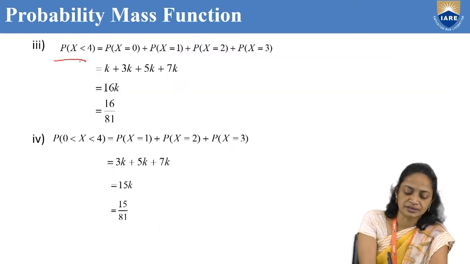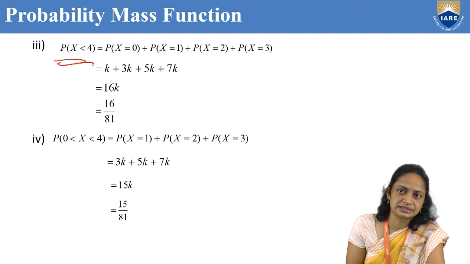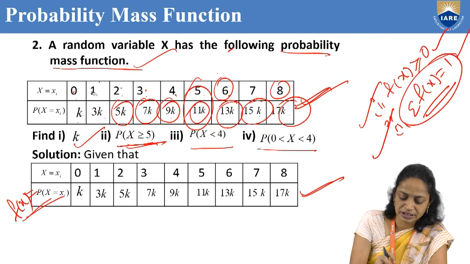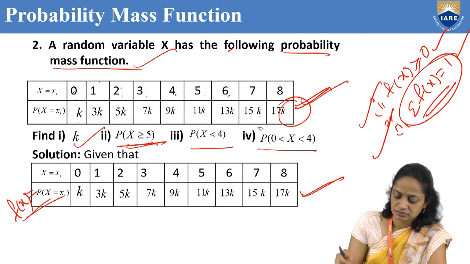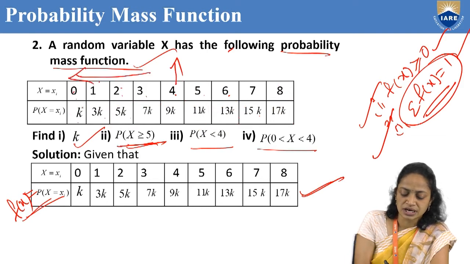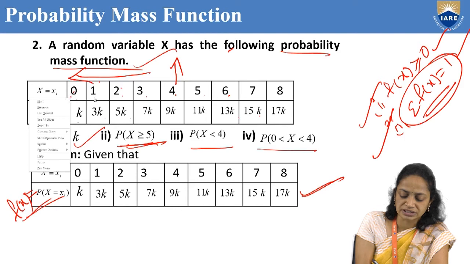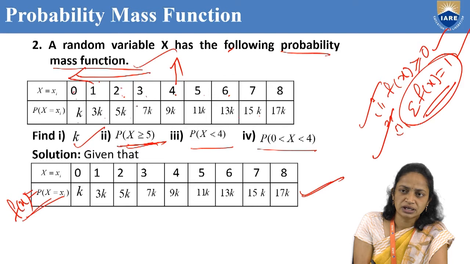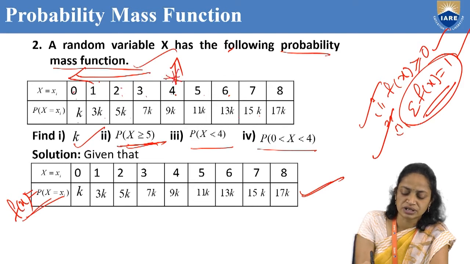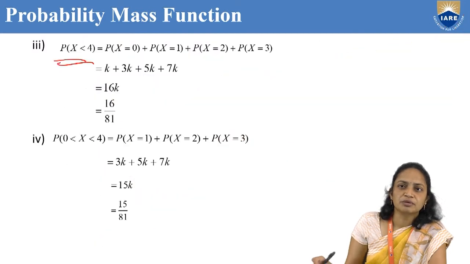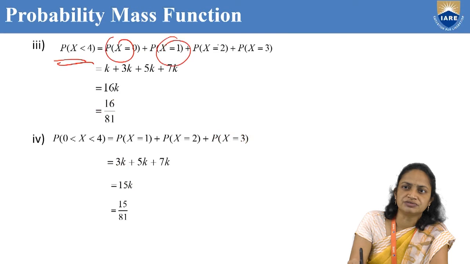Next, the third question is the probability of x less than 4. So x less than 4 means, here we have 4, right? Less than 4 means these values. That means p of x equal to 0 plus p of x equal to 1 plus p of x equal to 2 plus p of x equal to 3. Excluding 4 because the equal to symbol is not there.